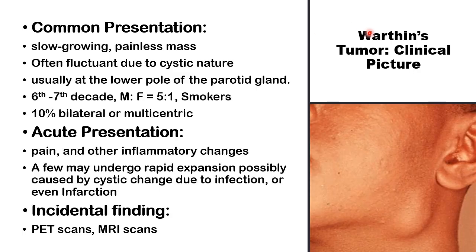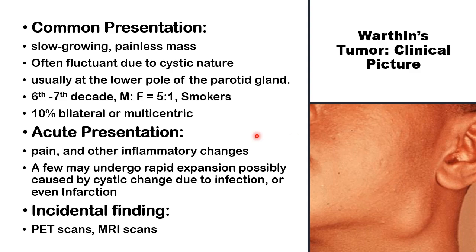Wharton's tumor can present in several ways. The most common presentation would be a slowly growing mass in the tail of the parotid. This mass is painless and it can be fluctuant due to the cystic nature of the tumor. It affects more the elderly in the 6th or 7th decade, has a more male preponderance, and the patients are usually smokers. It can be bilateral in 10% of the cases or can be multicentric.